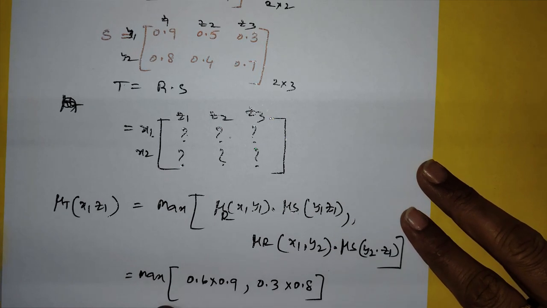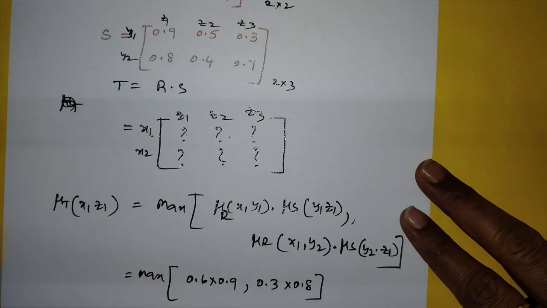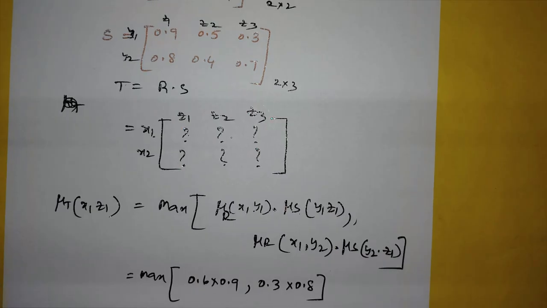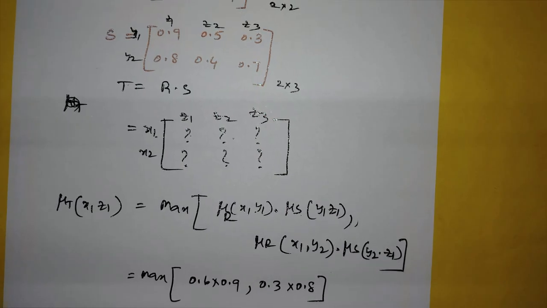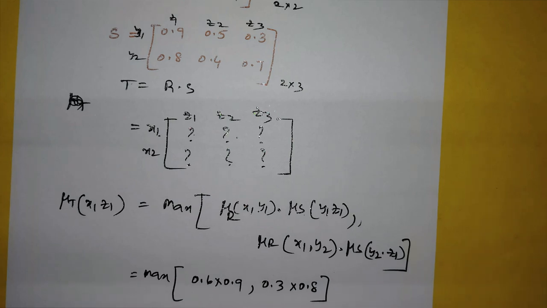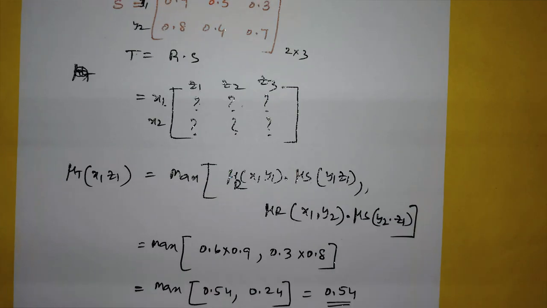What is 0.6 into 0.9? It equals 0.54. 0.3 into 0.8 is 0.24. What is the maximum of these two values? That is 0.54. That is the mu t of x1 z1 component.